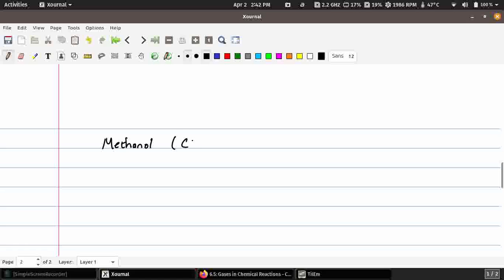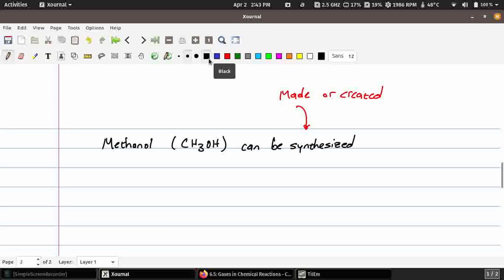So methanol, which is CH3OH, can be synthesized. And synthesized, all that means is made by humans. Or not even made by humans, just made or created. Usually we say synthesized when we're talking about inside a lab or in a factory. It's not one of those scary words like GMOs. Anyways, methanol can be synthesized by the following reaction.